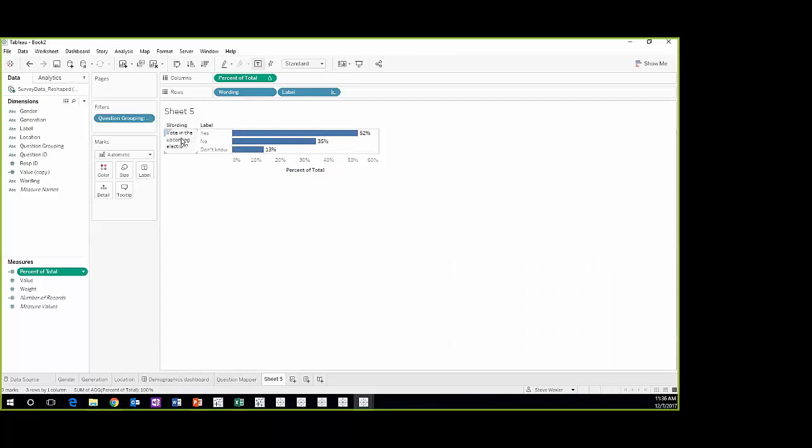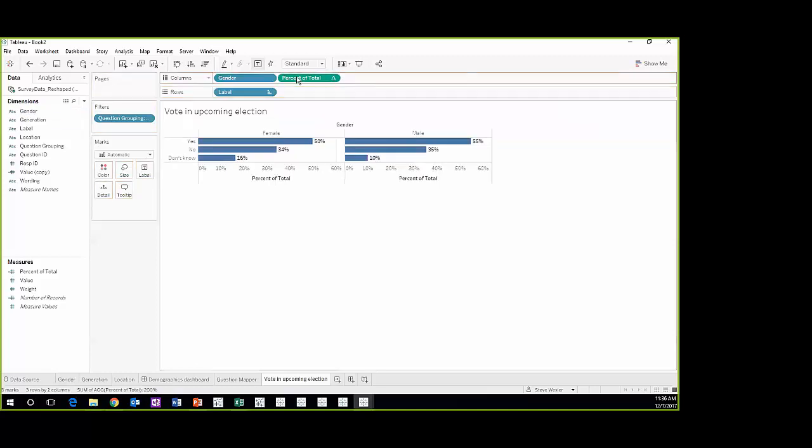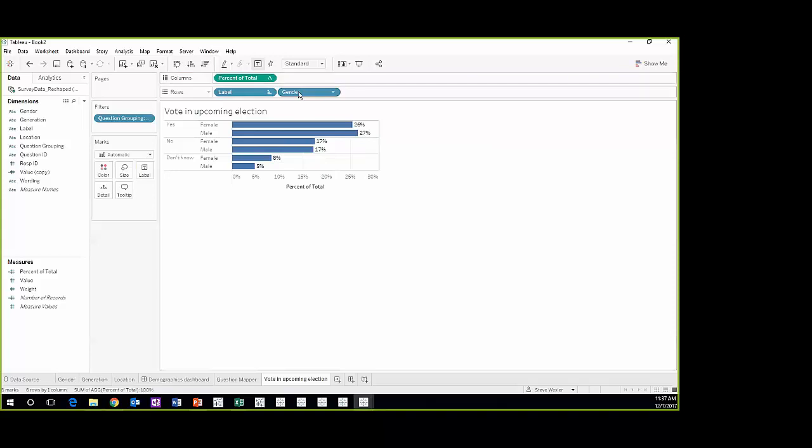So, I'll call this vote an upcoming election. And I don't even need the wording here at this point. Don't need this. Yes, no, don't know. And hey, I'm wondering, is there an interesting difference between men and women? So I'll put gender up here. Oh, it's hard for me to compare the 50% with the 55% because they're not right next to each other. So maybe if I put gender on rows, oh, wait a second.